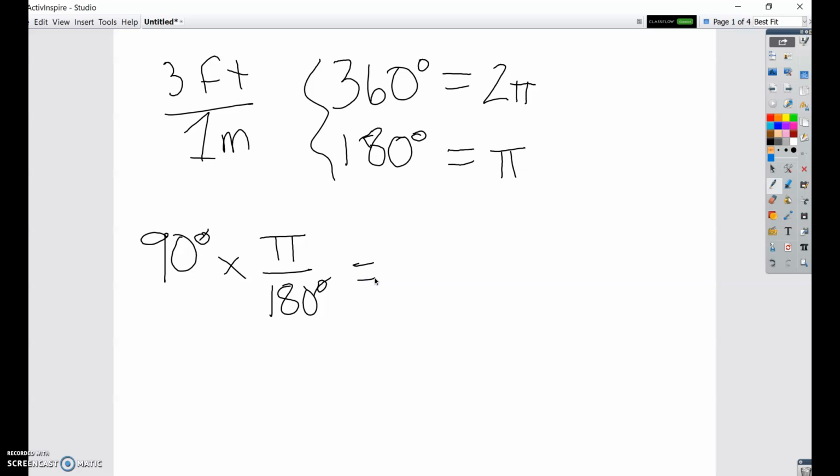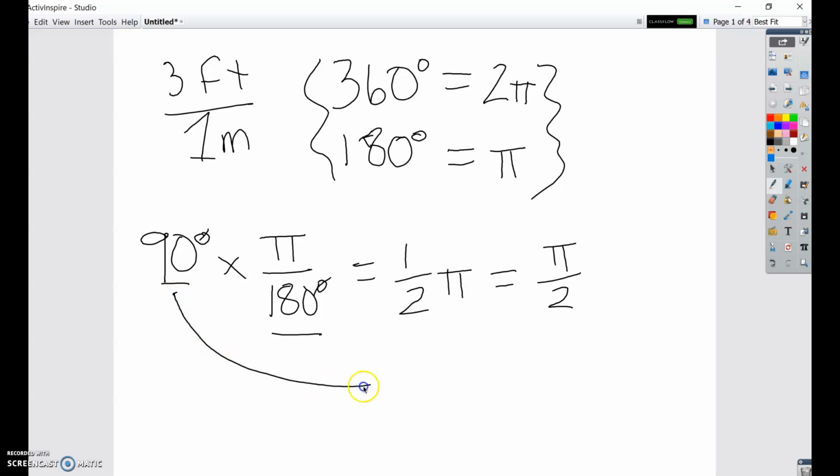Then I just plug that into my calculator and don't include the pi. The reason we don't include the pi is because we usually write our answer in radians in terms of pi. So if I take 90 and divide it by 180, that gives me 1/2. So this answer would be 1/2 pi, which we more commonly would say as pi over 2. So the way that we say this is that 90 degrees is equivalent to pi over 2 radians.